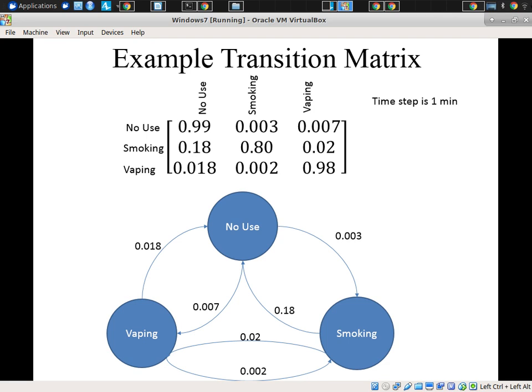Which is longer? Vaping is longer. Because here I have only a 2% chance of stopping vaping in a given minute. Whereas I have a 20% chance of stopping smoking in a given minute. So on average, I spend 1 over 0.2, or 5 minutes smoking, whereas I spend 1 over 0.02, or 50 minutes vaping on average. So this is the idea.